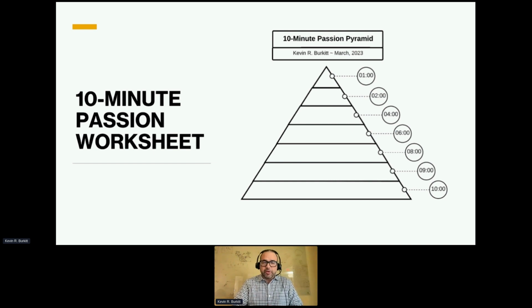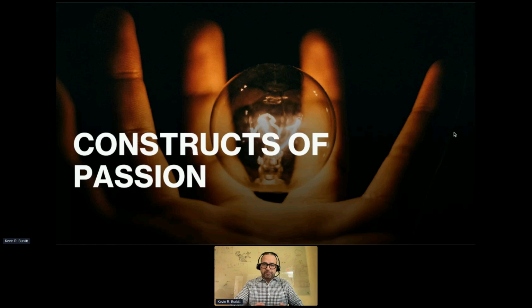I like to identify some key components first. If you look on the right-hand side of the triangle, you're going to see some markers: 10 minutes, 9 minutes, 8 minutes, 6, 4, 2, and 1. These are the increments of the 10 minutes we're going to spend developing our passion. Okay, so the constructs of passion. How did I come along with this idea, and what does it mean? What is a construct of passion?